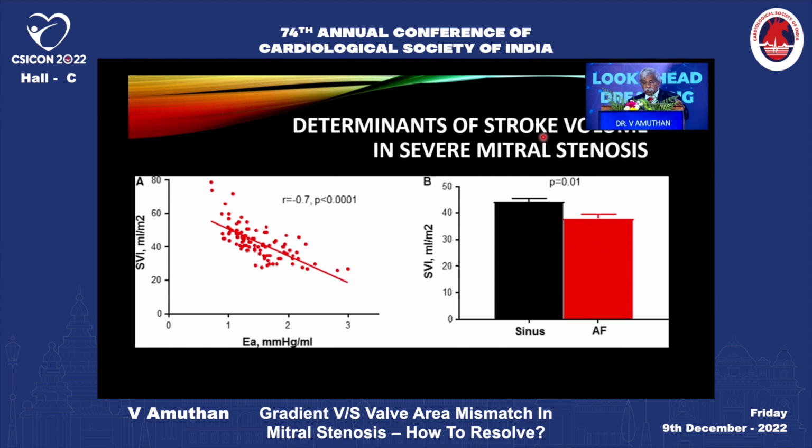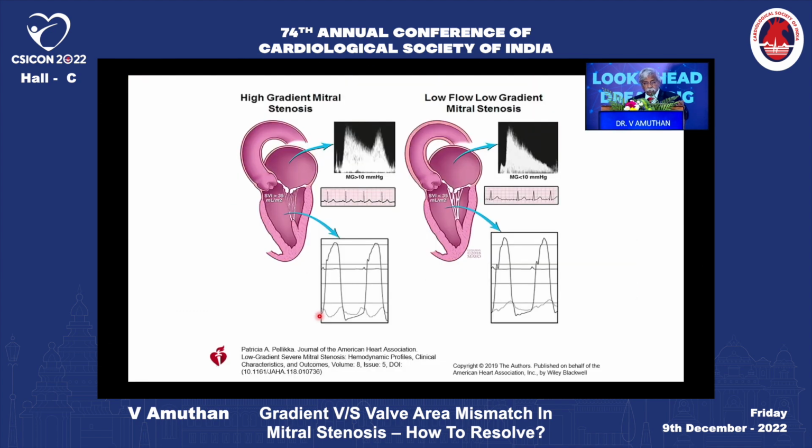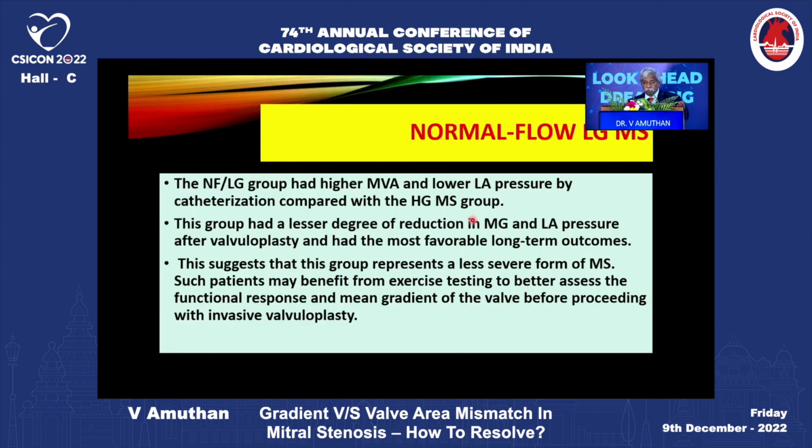This is the determinants of stroke volume in severe mitral stenosis. You can see here the effect of atrial fibrillation and the effect of the aortic stiffening. So this is high gradient mitral stenosis, which you see here, and the mean gradient is more than 10. This is low flow, low gradient mitral stenosis, where the mean gradient is less than 10. Classically, the rhythm is atrial fibrillation.